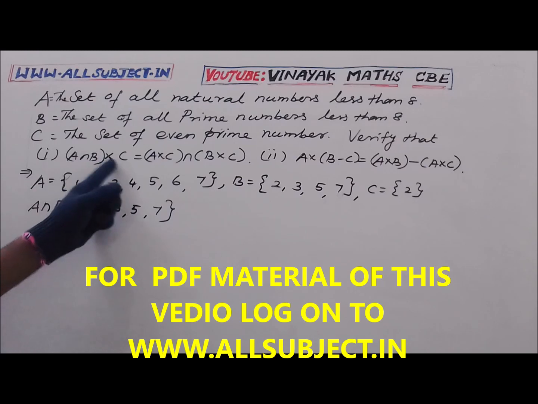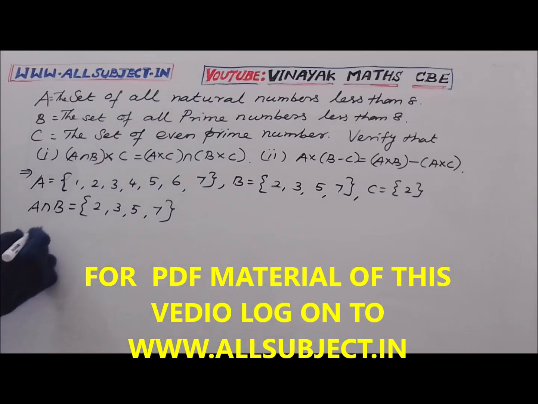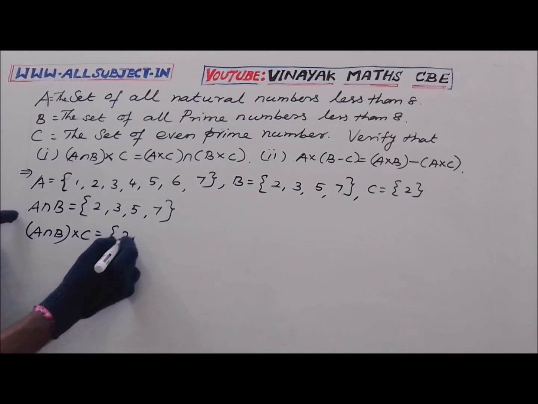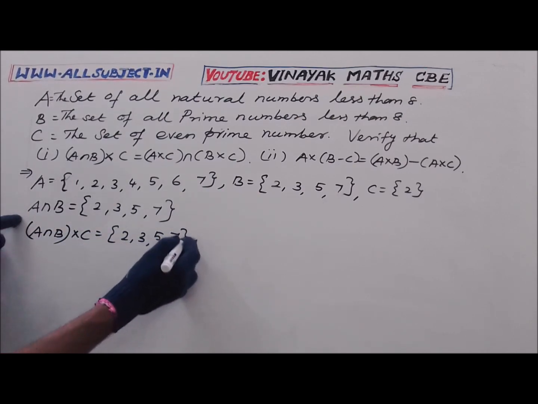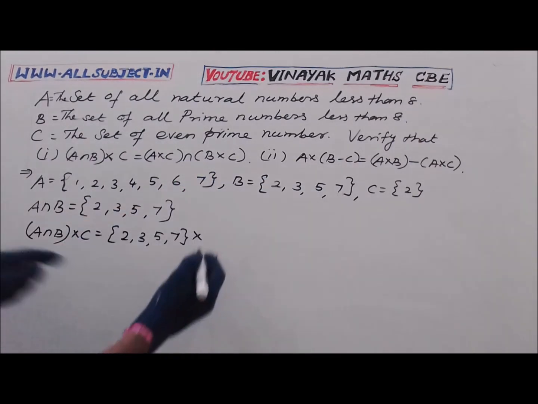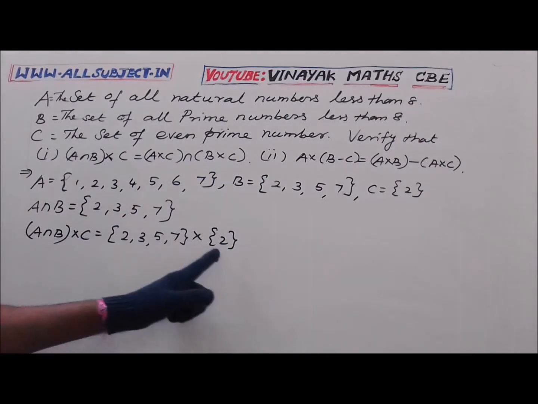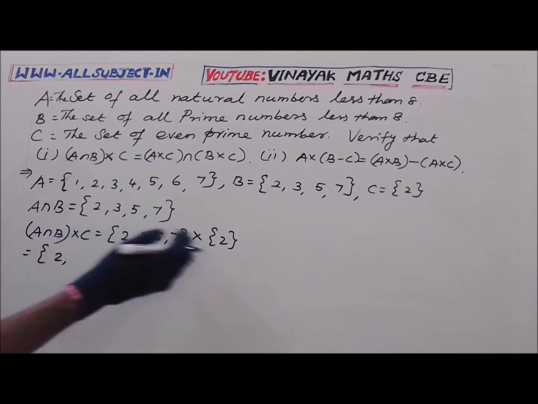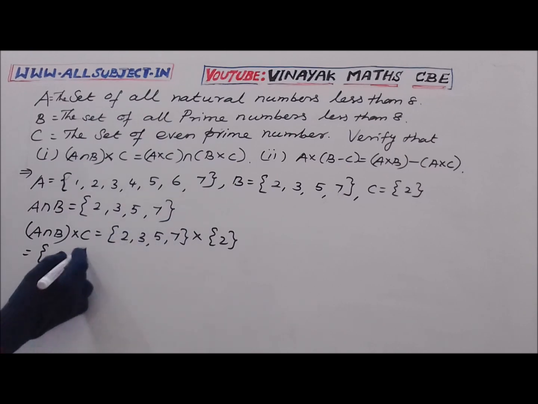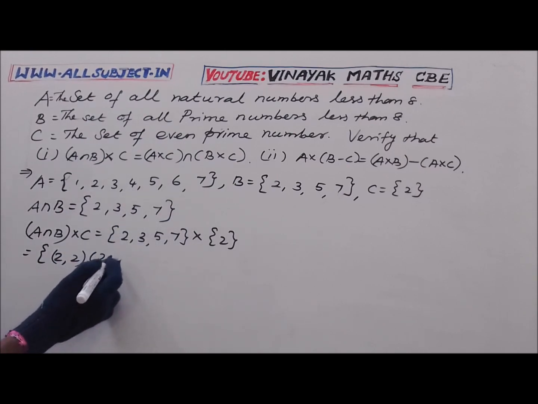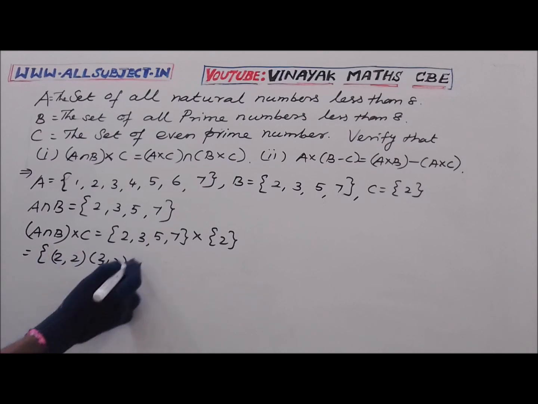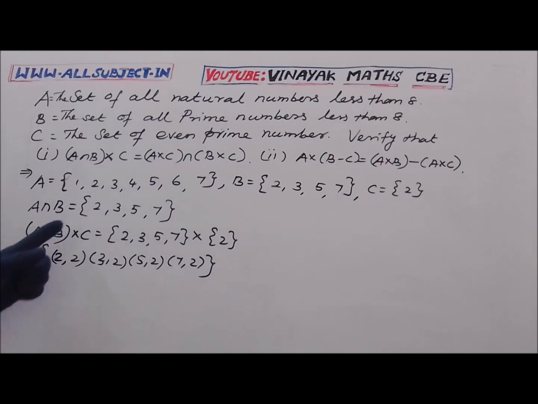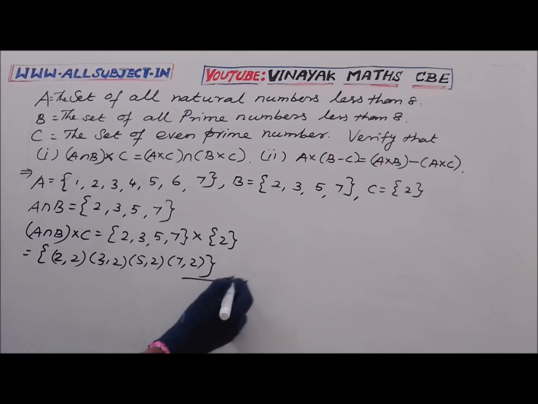Then next one is A intersection B cross C. Now A intersection B cross C will be equal to A intersection B, which is 2, 3, 5, 7, crossed with the set C, which is 2. Only one element is present here. Now applying the cross product of these two, we have 2 comma 2, 3 comma 2, 5 comma 2, 7 comma 2. This is A intersection B cross C. This is LHS, taken as 1.